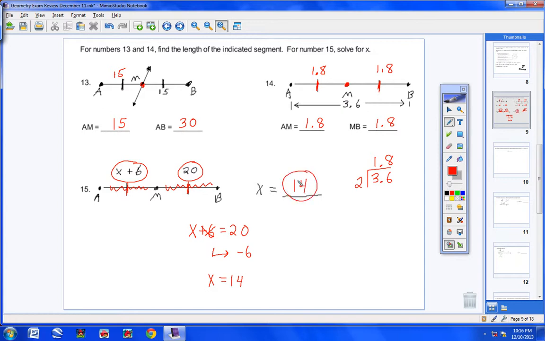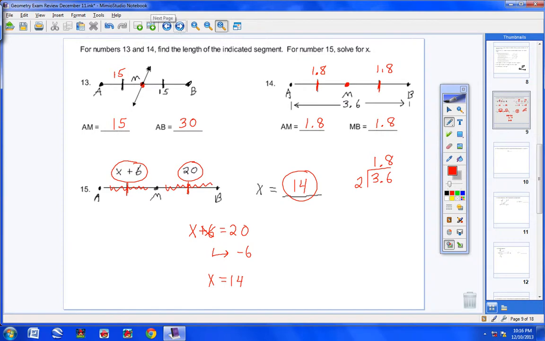Again, we're reviewing what it means to have the midpoint of a segment. And when you have two segments that are congruent, you can then figure the length of the entire segment if you know one of the smaller segments, or you can find one of the smaller segments if you know the entire length when these two little segments are congruent. So that's what we're reviewing here.